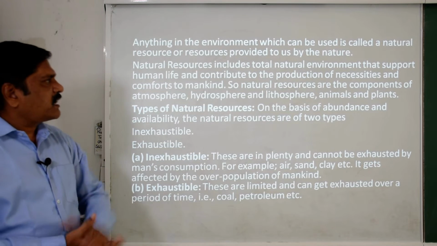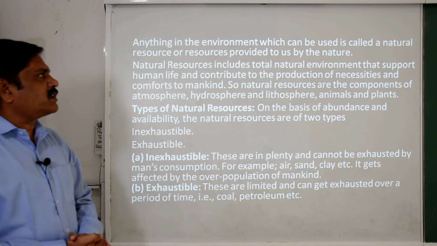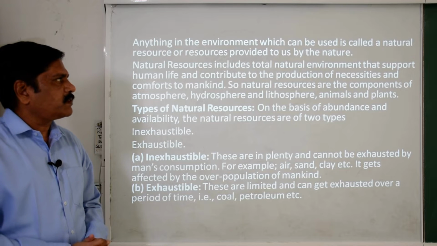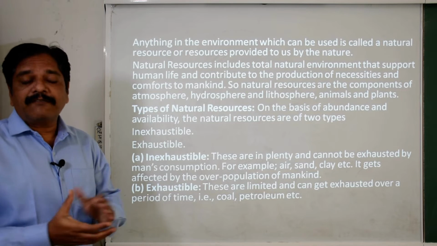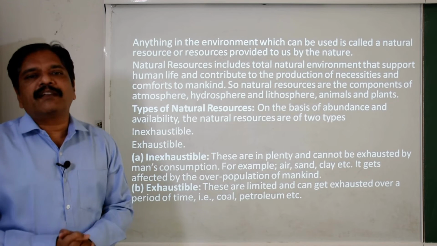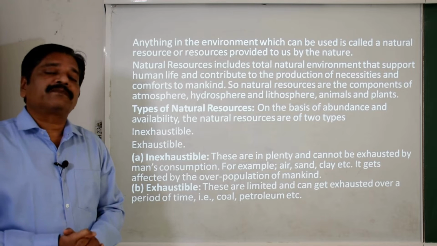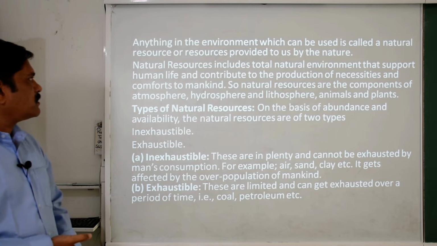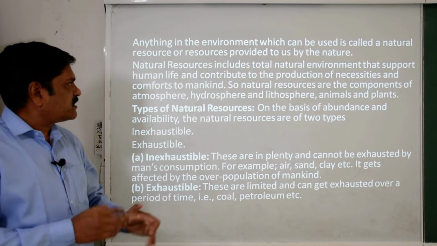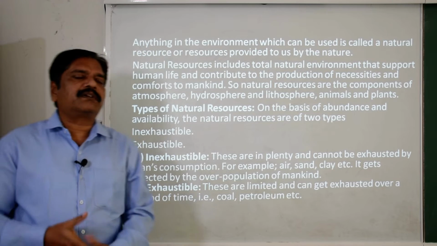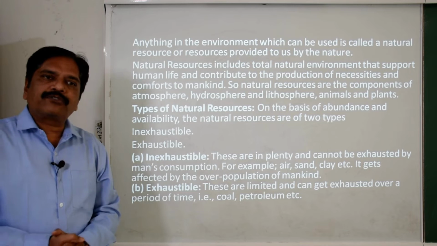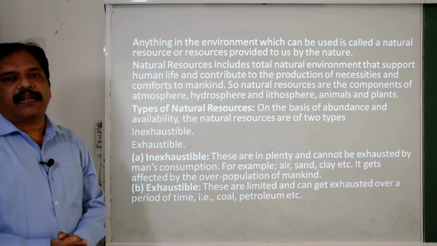Natural resources are actually the components of the atmosphere, hydrosphere and lithosphere, and if we consider the living system, also the animals and plants. We keep animals and plants as a resource too, because they also fulfill different demands. Now, discussing the types of natural resources, on the basis of their availability we can divide them into two: inexhaustible and exhaustible.